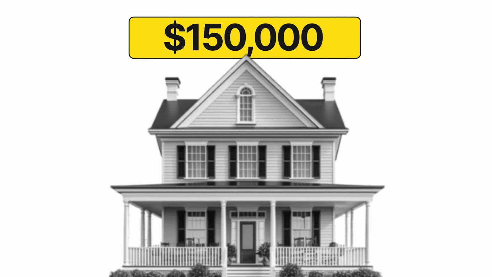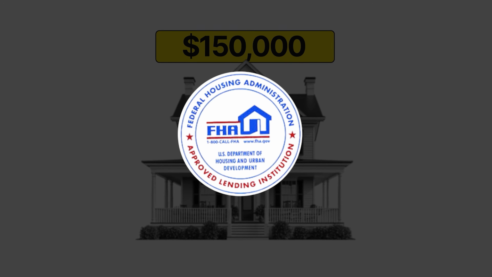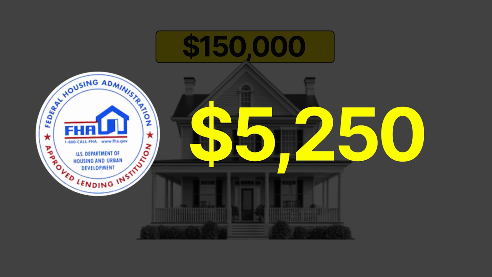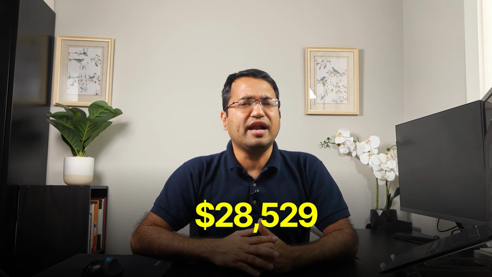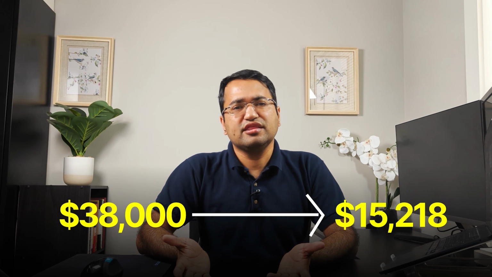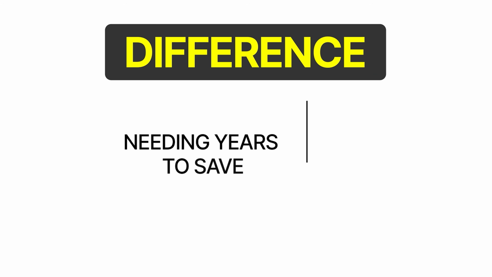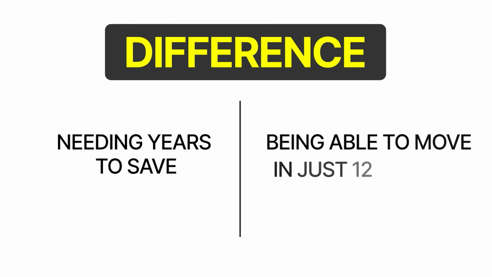On a $150,000 property, FHA drops your down payment from $30,000 to $5,250. Total cash to close falls from $38,000 to roughly $13,000 to $15,000. That's the difference between needing years to save and being able to move in just 12 months.